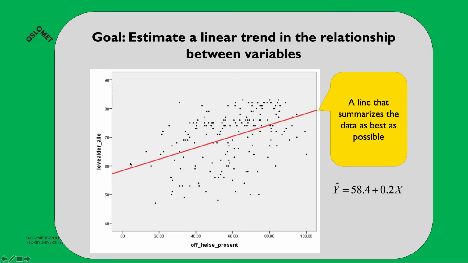And as you can see, there are no countries where the state's share of the total health expenditures is 0. So that's just a technical interpretation. But for each percentage point the state's share of the total health expenditures is larger, life expectancy increases by 0.2 years. So that's what this equation tells us.